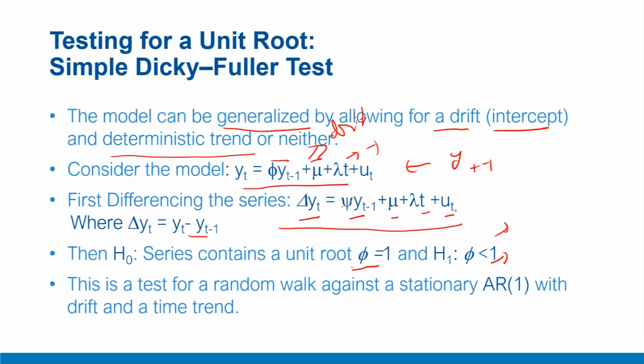In the equivalent model here, you test the null with psi equal to 0, and the alternate becomes that psi is less than 0, where psi is phi minus 1. So this again is a test of a random walk against a stationary AR(1) with drift and time trend. Why drift and time trend now? Because we have included these two terms.